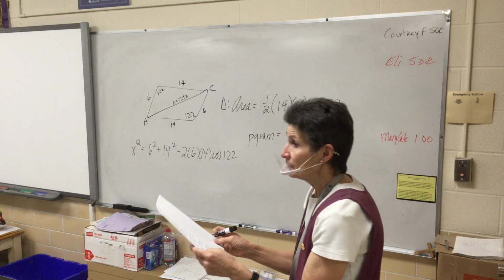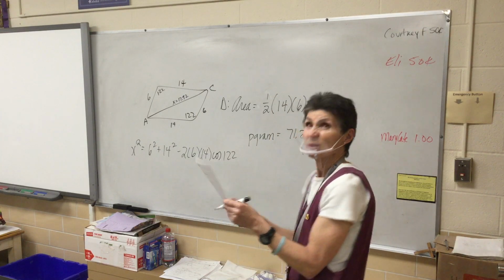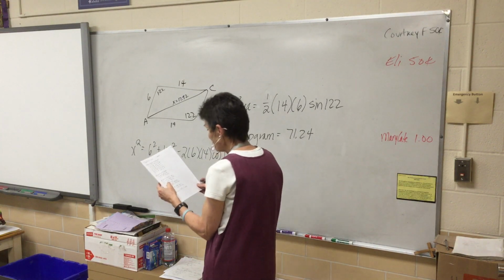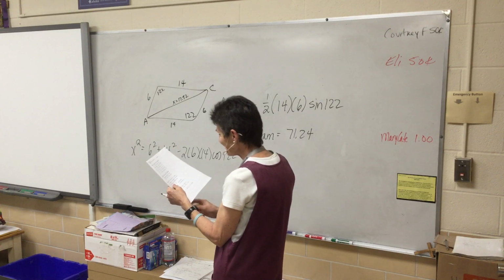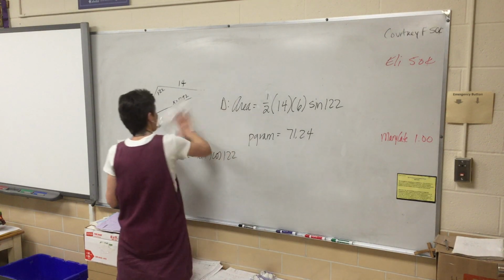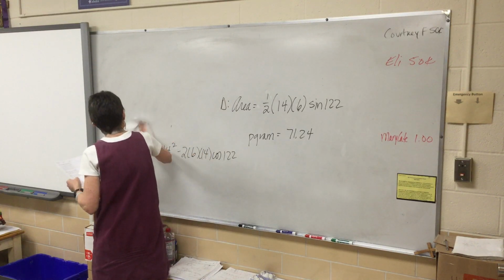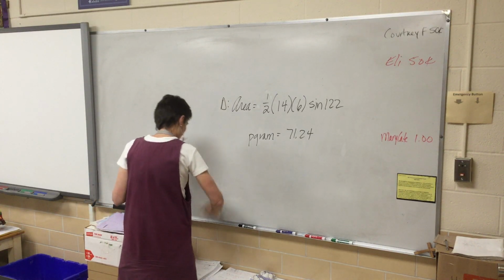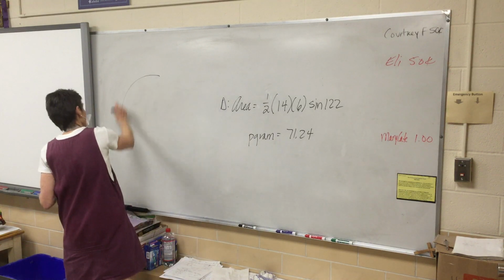Is that right? All right, let's grab number 3 real quick. Find the perimeter and area of a regular nonagon inscribed in a circle of radius 12. What's a nonagon? 9 sides. So I'm going to draw my circle.